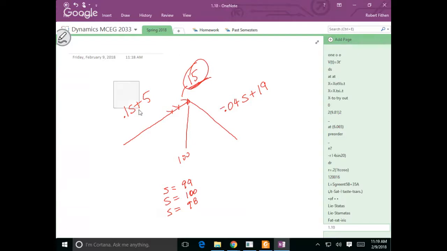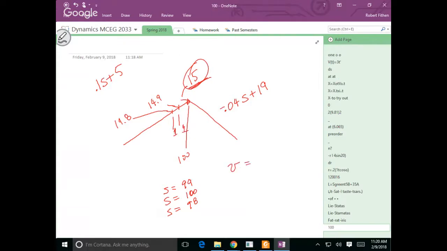Let me figure out what this value is. Okay, so what is the next value? The next value right here is at 99. So 0.1 times 99 plus 5. That's 14.9. And I'm guessing that this would be 14.8. So this is a delta of 1 and 1.